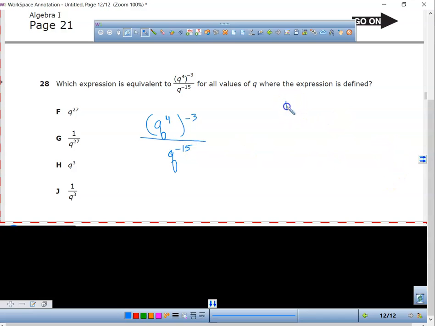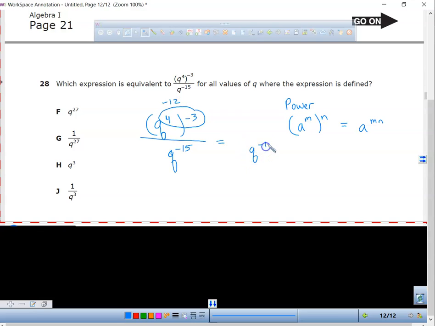Now, we have two things that are happening here. The first thing we're going to talk about is what's called the power property. The power property states when you have any variable to a certain power raised to another power, you're allowed to multiply those together, m times n. So what is 4 times negative 3? We take those and multiply those together and we get negative 12. So put q to the power of negative 12 over q to the power of negative 15.